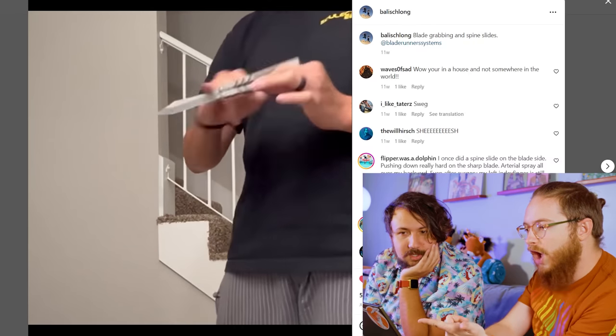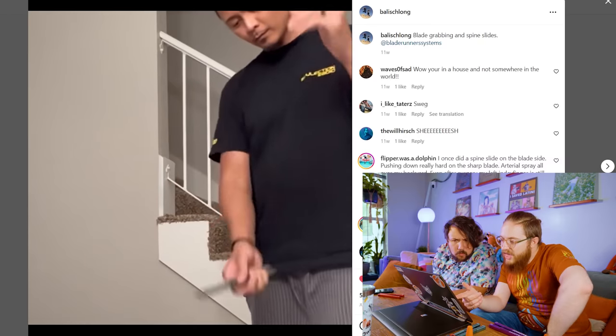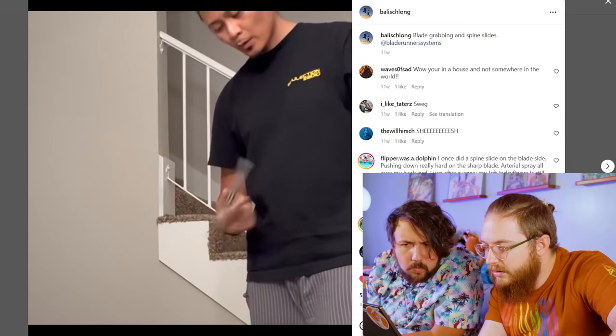Yeah. He was stopping the blade with his finger. Look at that. Do you see that? He's stopping the blade in a fan. He's doing a fan and then sticking out his finger to stop the blade. Watch this. That is nuts. Stop.